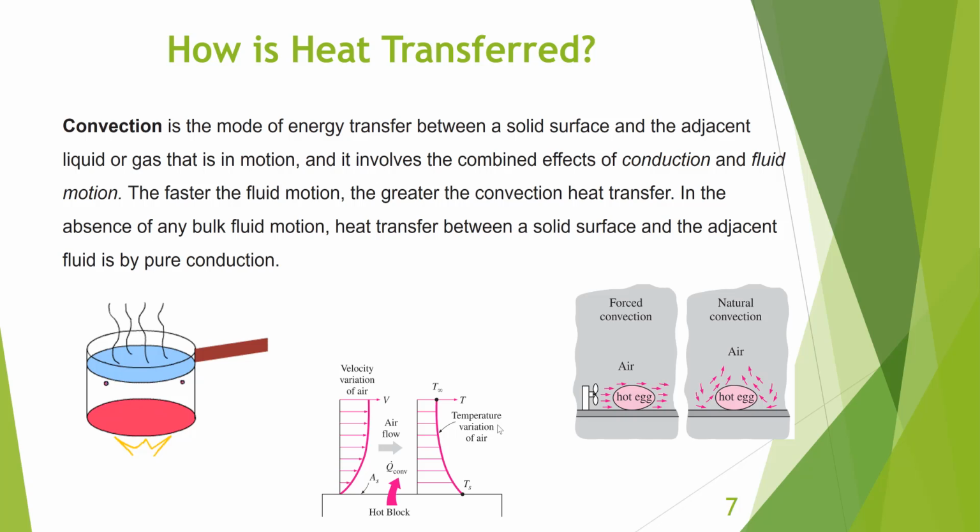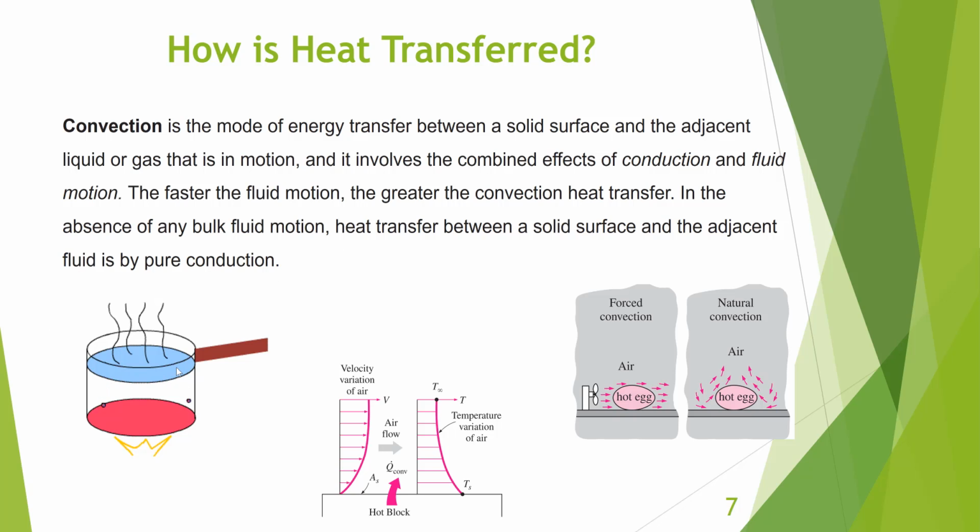Now for the heat transfer by convection, the convection is the mode of energy transfer between a solid surface and the adjacent liquid or gas that is in motion, and it involves the combined effects of conduction and fluid motion. The faster the fluid motion, the greater the convection heat transfer. In the absence of any bulk fluid motion, heat transfer between a solid surface and adjacent fluid is by pure conduction.